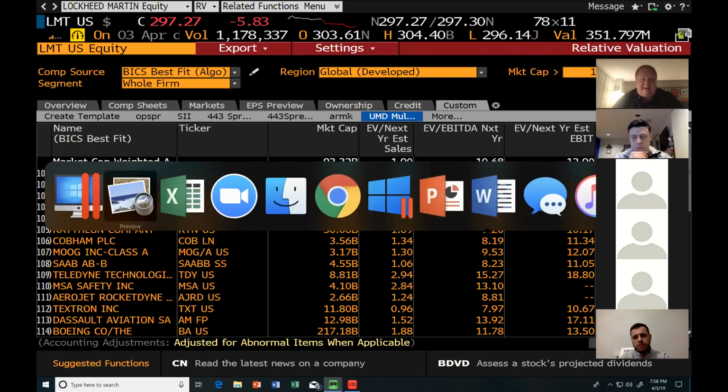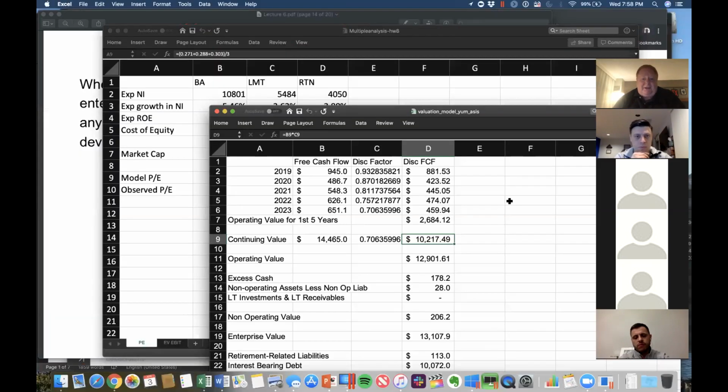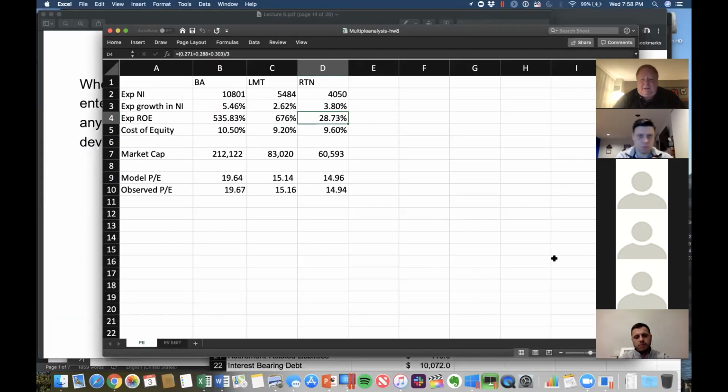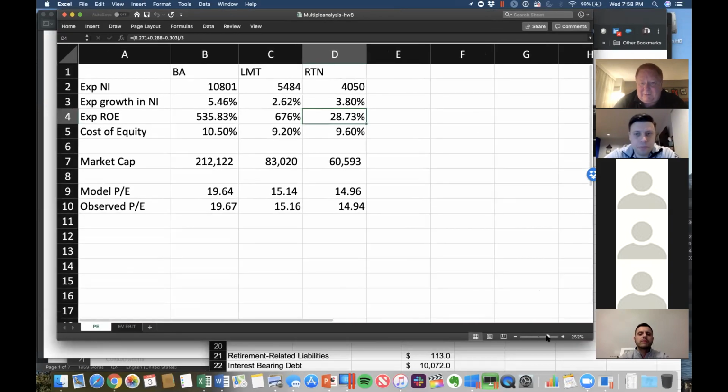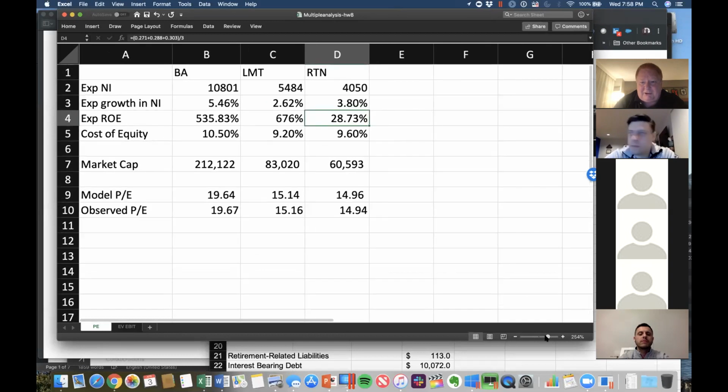So again, timing matters. This was last year, so the date is a little different today, if we were to do it today, than it was at the time of the valuation. But we will start out with the price to earnings multiple.